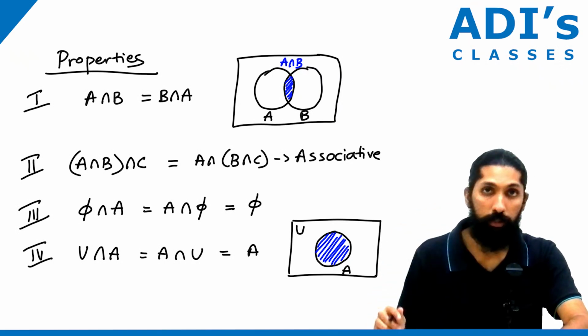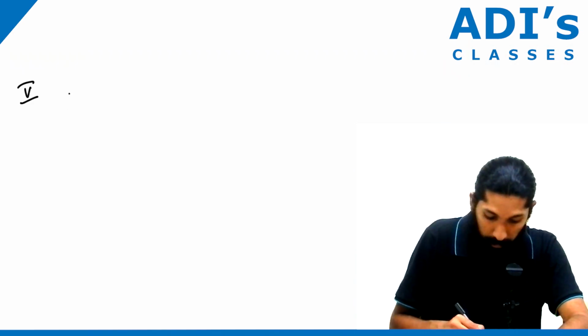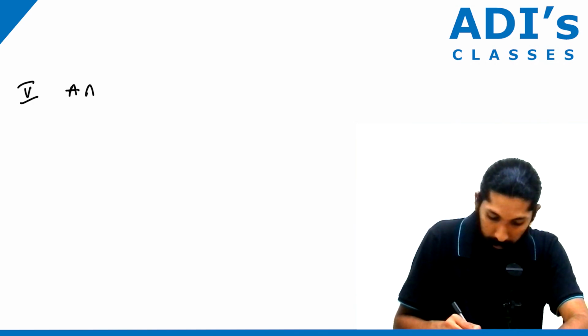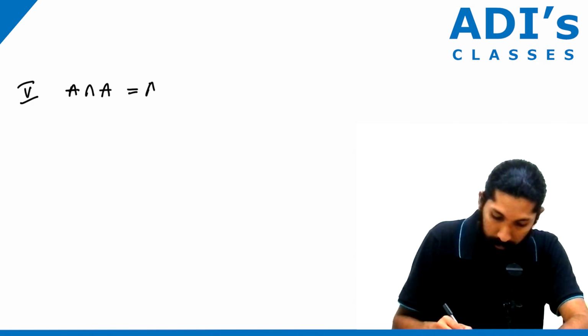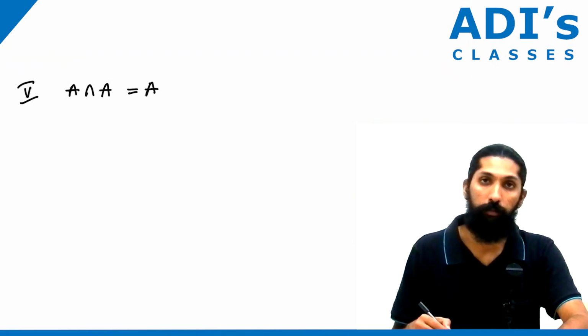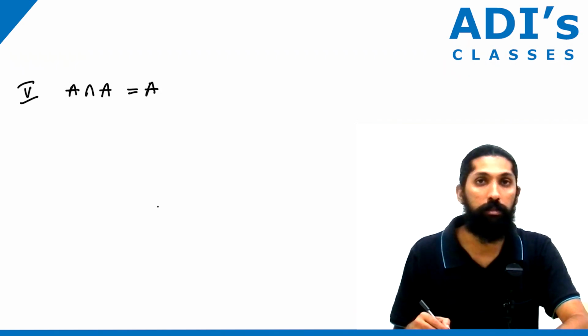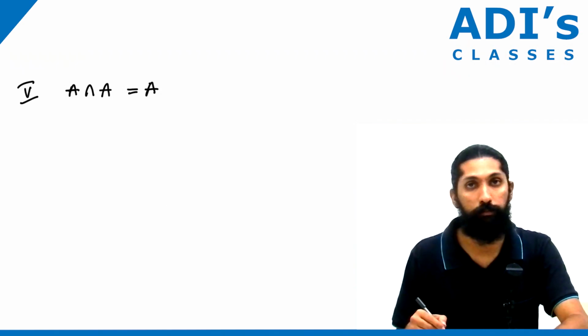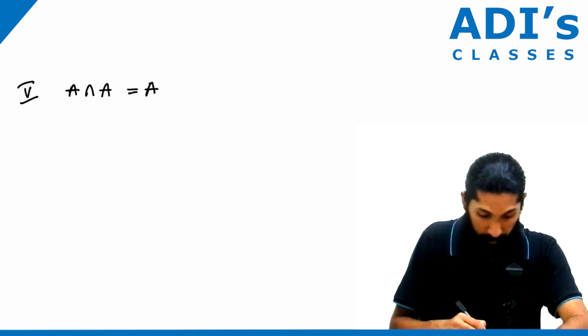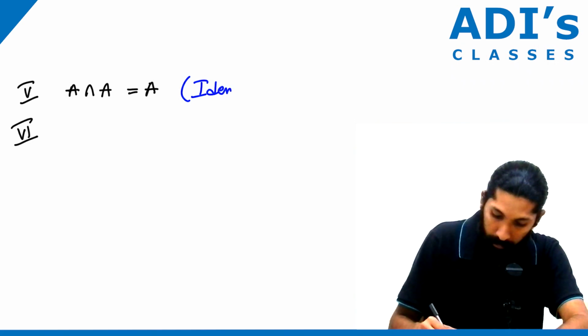Okay, now let's go to the next property. The fifth property is what we call the idempotent law. That is, A intersection A gives us A itself. Just like how we did for union, in the same way A intersection A is also equal to A. This is what we call the idempotent law. Fair enough? Next, the sixth one is the distributive law.